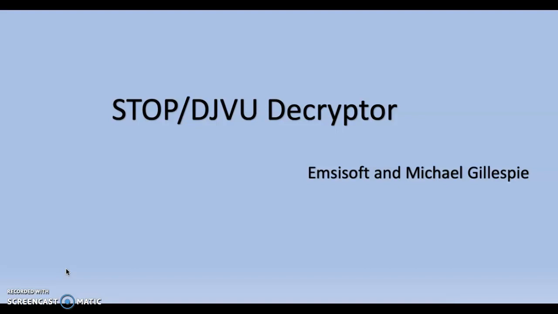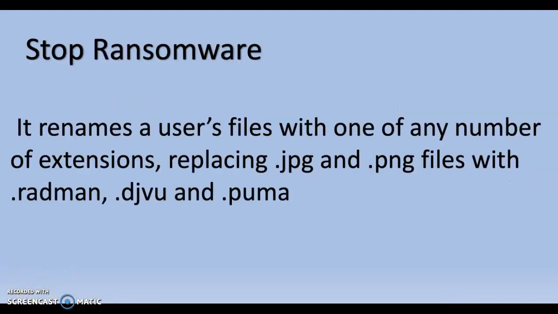STOP is one of the most active ransomware in the world. The number of victims has even reached nearly 500,000 worldwide. Once the STOP ransomware infects, it renames a user's files with one of any number of extensions, replacing JPG and PNG files with Redmine, Deaddraft, and Puma.